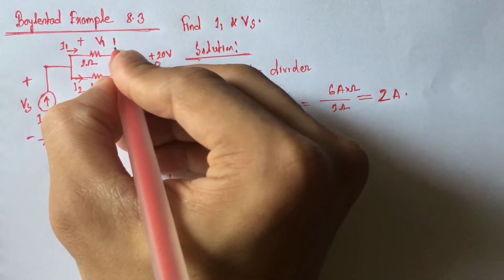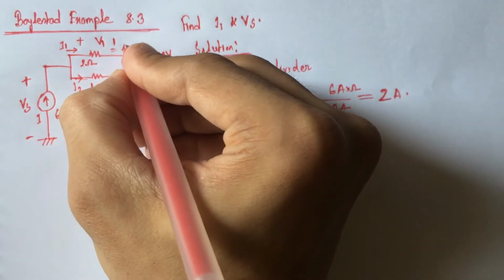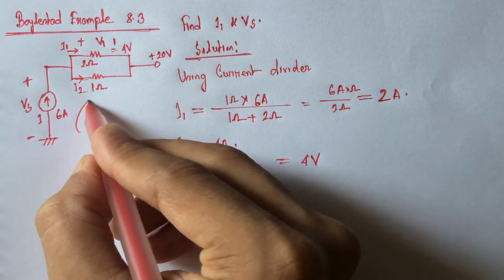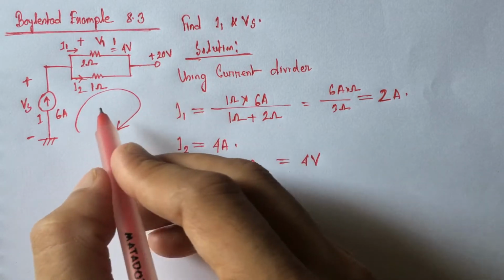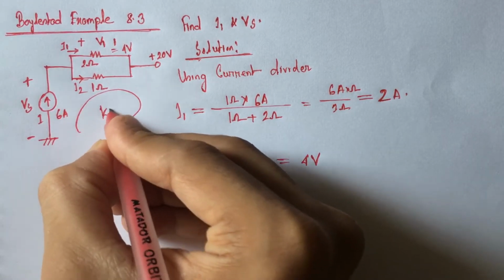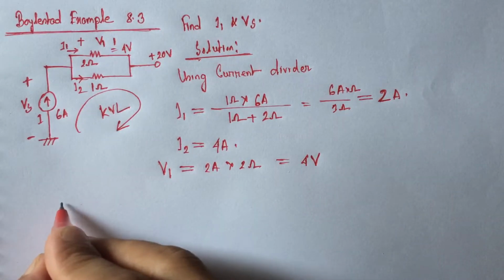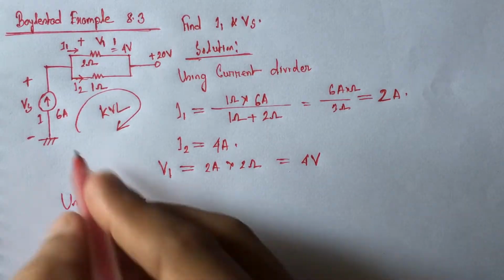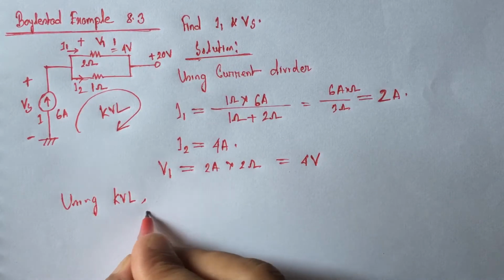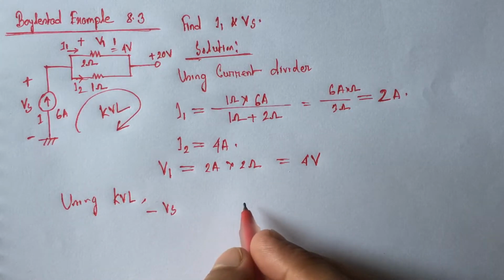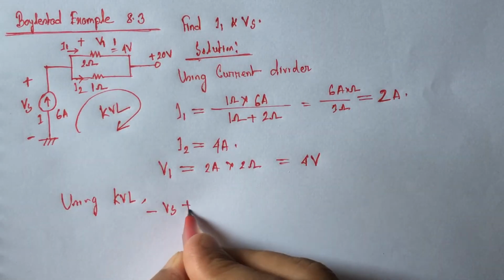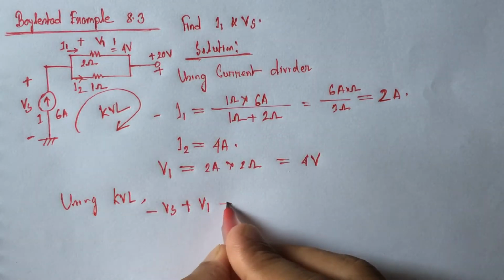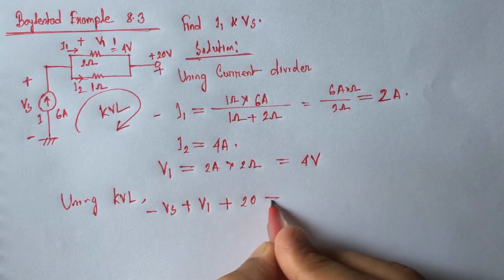Here V1 is 4 volt. Now we can use Kirchhoff's voltage law throughout this path. By running KVL using Kirchhoff's voltage law, we will get here minus Vs plus V1, and here is plus and this is minus, that is plus 20 is equal to 0.